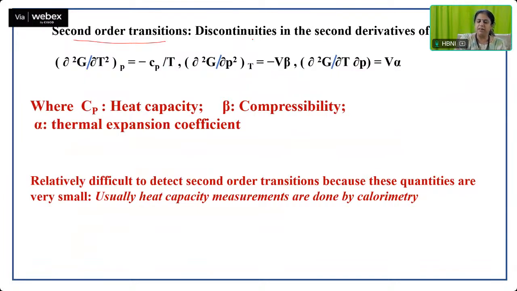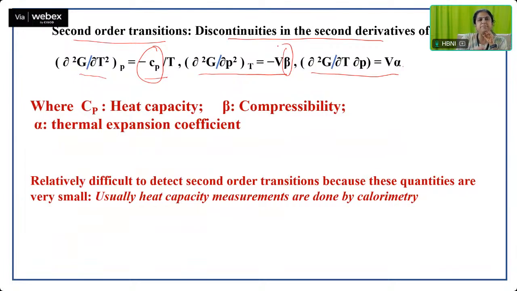By the same extension, what are second order phase transitions? There will be a discontinuity in the second derivative of free energy. But now the first derivatives will be continuous. Continuous means there will be no change in volume, and no change in entropy and enthalpy. What will change? What is the second derivative? Del 2G by del T square is minus Cp by T. Del 2G by del P square is minus V beta. And del 2G by del P del T is V alpha. What are these factors? This, you know, is heat capacity.